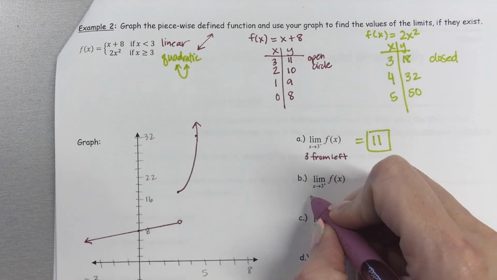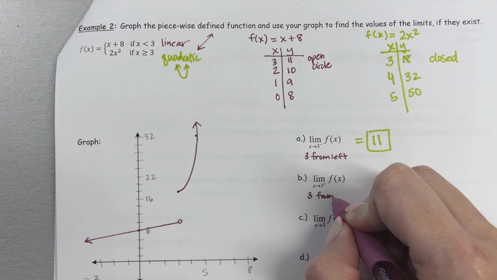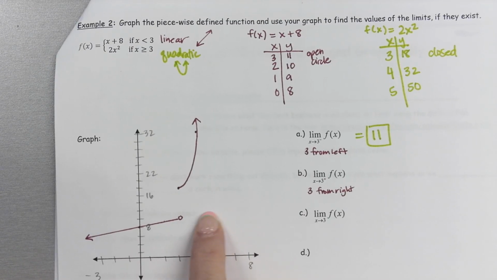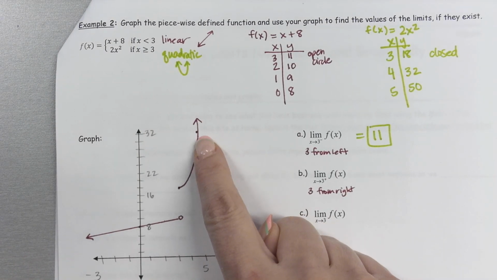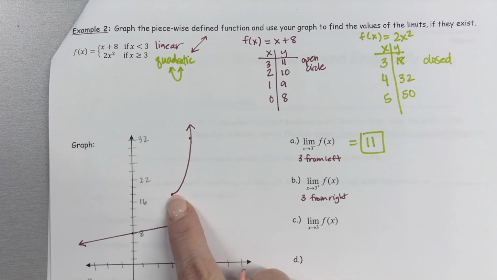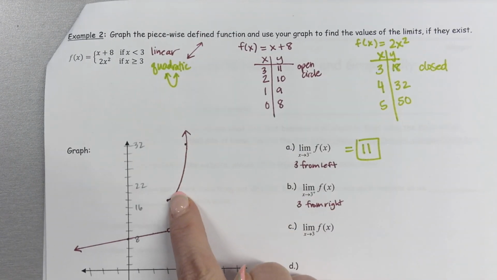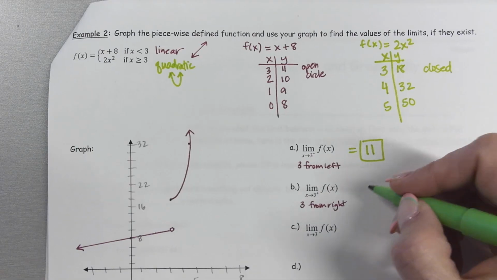And then this is going to be 3 from the right. So we've already looked at this line. We can see this one isn't here. It's going to be following this. So 3 from the right side is going to be on this line, so we get closer and closer to 18.